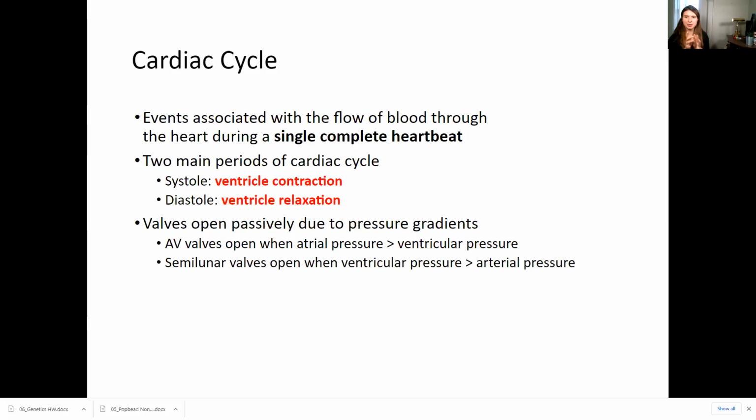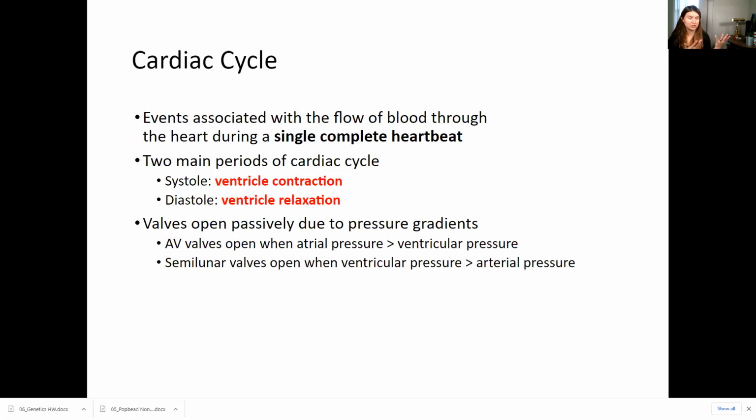Okay, so because of this, we're going to talk about contraction of the ventricles and relaxation of the ventricles as our two main parts of the cardiac cycle. We're going to see there are 4 phases, but like 2 main periods. Systole is when we're contracting the ventricles. So systole, I don't know, like stress, you're clenching up. Diastole, ventricles are relaxing, they're dilating, they're getting bigger.